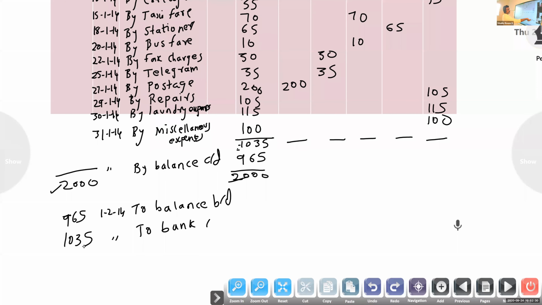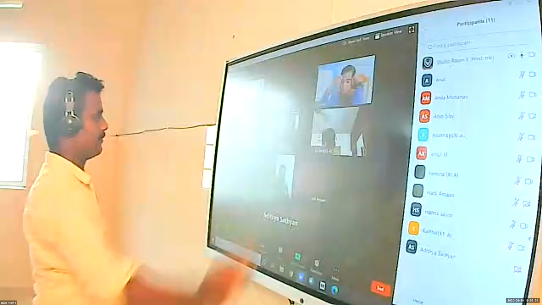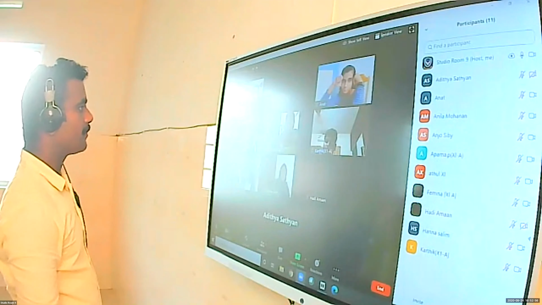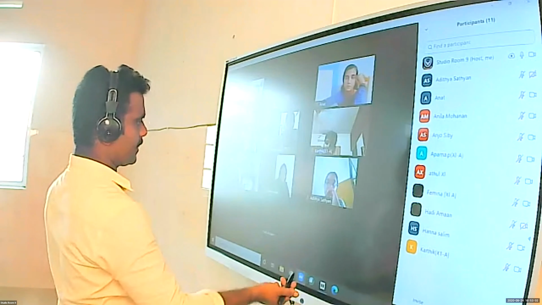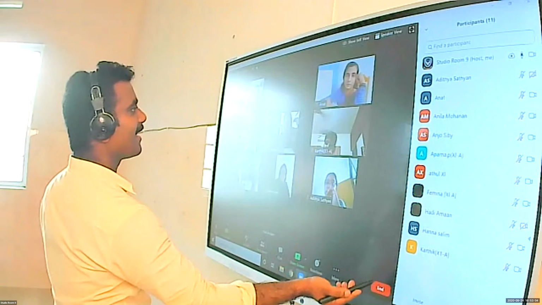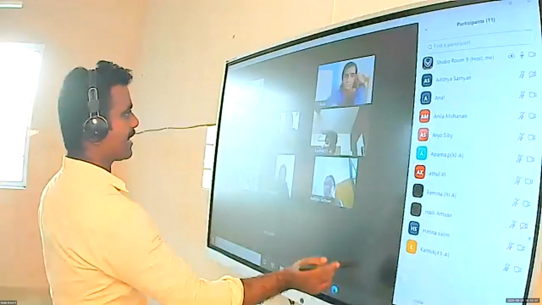Okay. So the column totals also you have to find. Balance 965, 2000 minus 1035, then 2000. Then to balance BD, same amount, then the remaining amount they have to give. The main cashier has to give to the petty cashier. Okay, clear now? Is it easy or tough? Easy now, because it is the petty cash book.